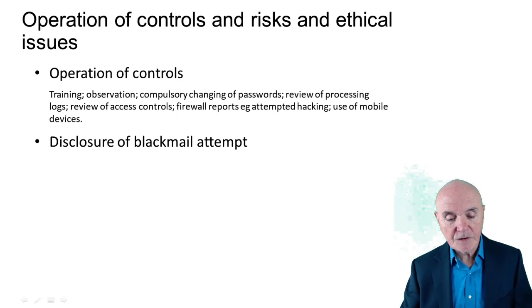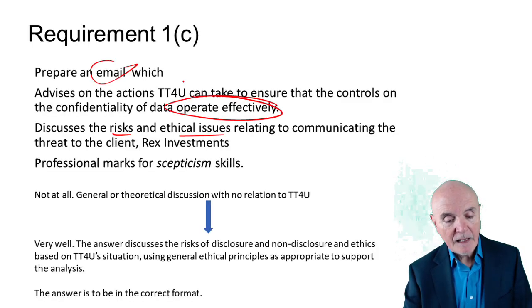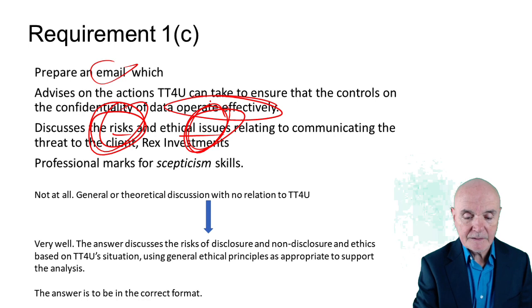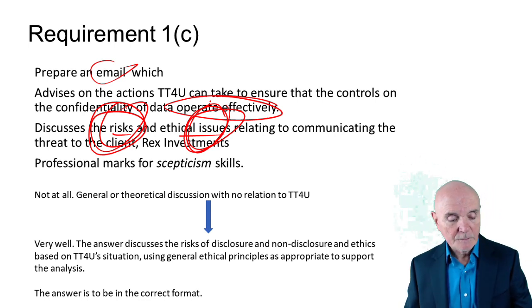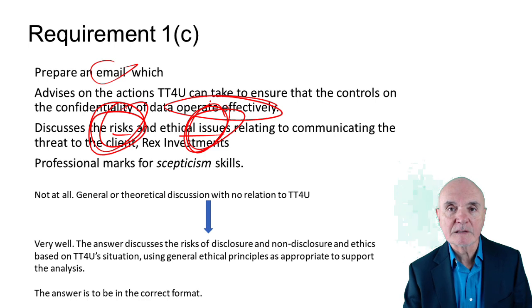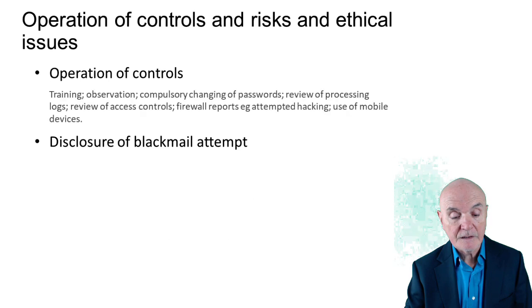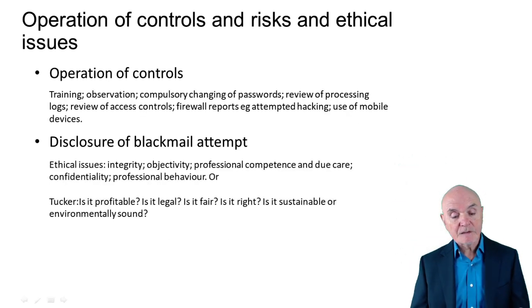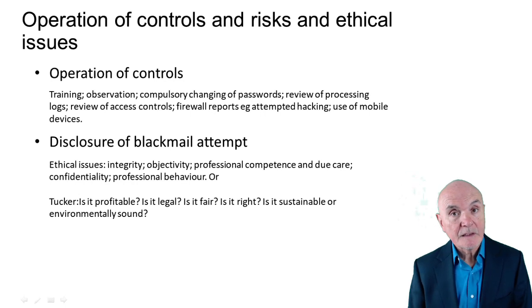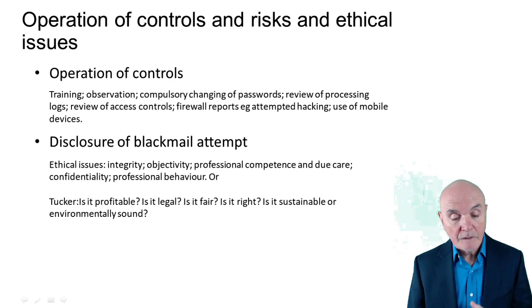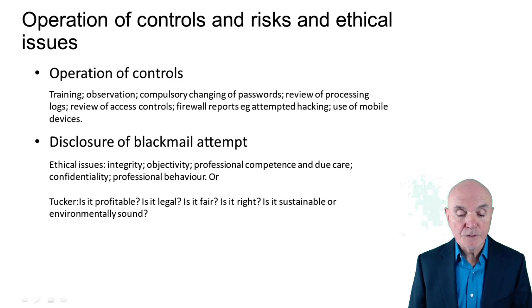And then there's the disclosure of the blackmail attempt. Remember, it is the risks and ethical issues. Two things to be looking at here. Sometimes an ethical issue might be so slight that the risk is insubstantial, and we actually prefer to live with that. So for the ethical issues, a framework would be quite nice, and we could use the ACCA one. We could talk about some of these, maybe integrity, objectivity, professional competence and due care, confidentiality, professional behaviour.